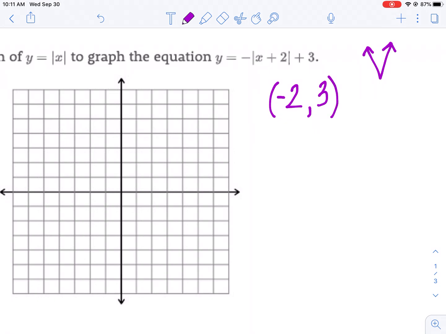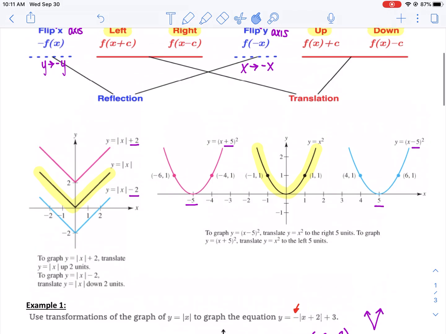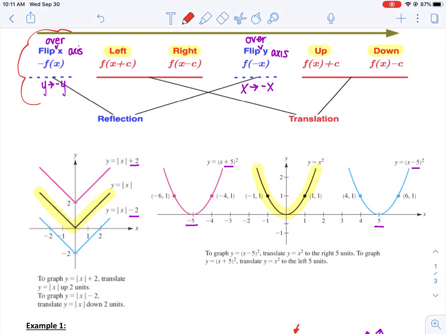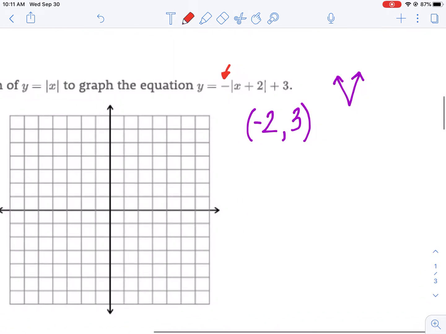We have to note though there's this negative sign. Since the negative sign is outside of the function, it's going to look like our first case over here, which means we're going to flip over the x-axis. We're going to be symmetric with that x-axis. So instead of it opening up like this, because of that negative sign, I'm actually going to now open down.